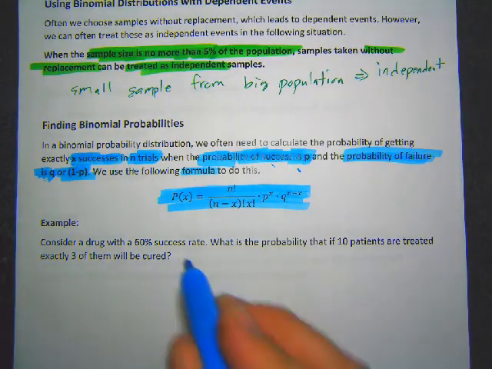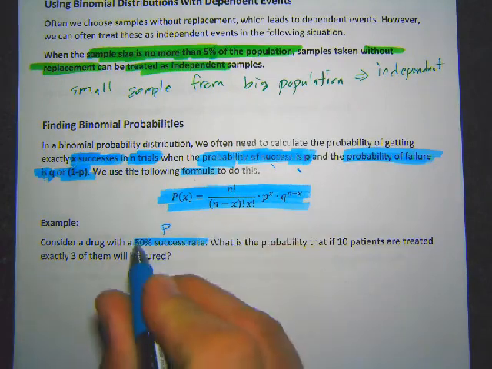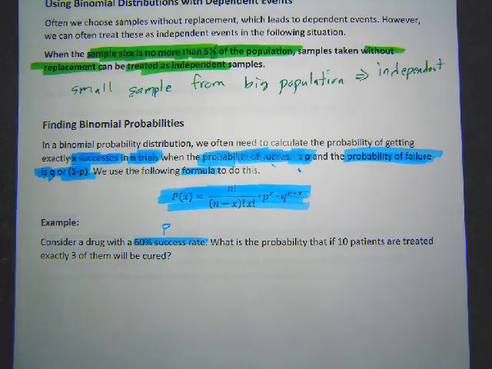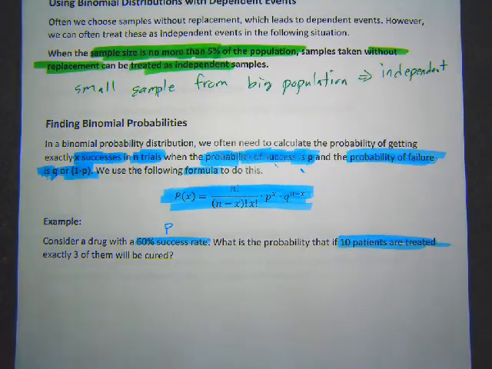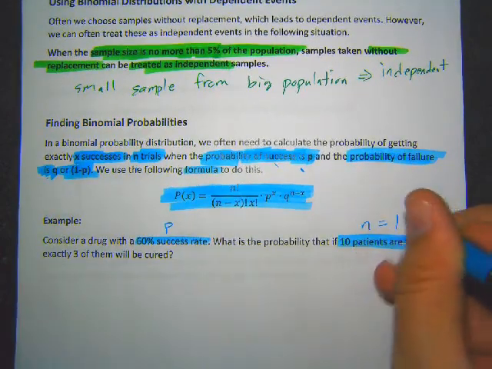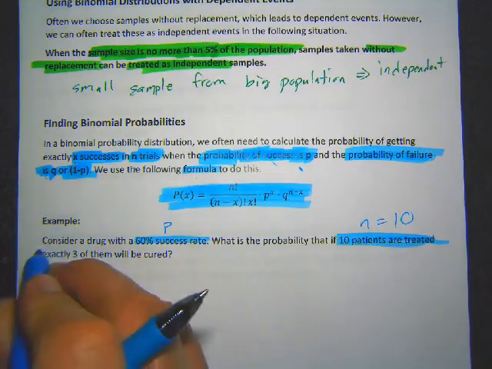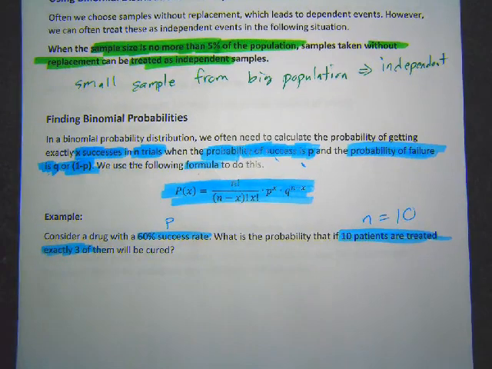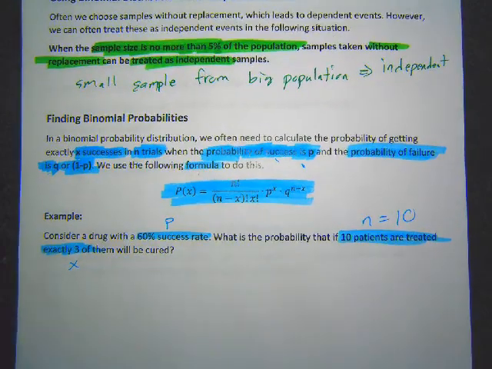So first off, we have a 60% success rate. So you can see how that would be P, because it's the probability of success. We have 10 patients that are treated. So that's going to be our number of trials, right? We had 10 trials because we had 10 people that got the drug. And exactly 3 of them are going to be cured. Well, that's the number of successes. So that's going to be X.